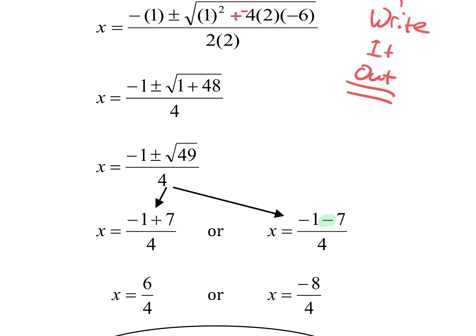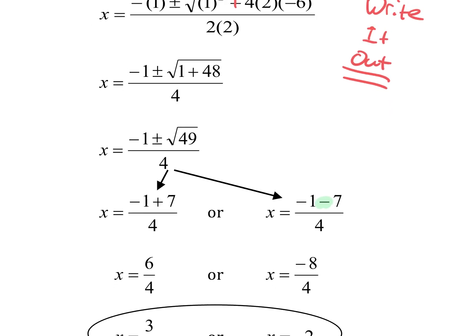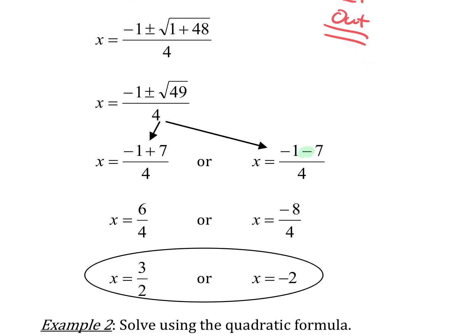Okay, again, the more you write, it's actually quicker and safer. If you don't write things out, you're going to make mistakes. You're going to have to do the problem all over again. So you might as well write it out so you can see it and be safe and not make mistakes. Negative 1 plus 7 is 6 over 4. And that's going to simplify to 3 halves. 6/4 is 3 halves. Negative 1 minus 7 is negative 8 over 4. That's negative 2.